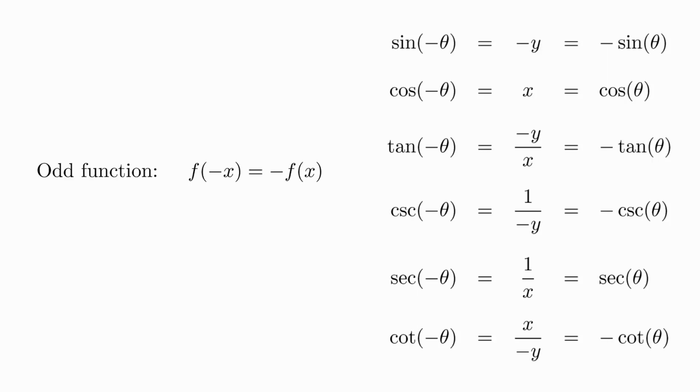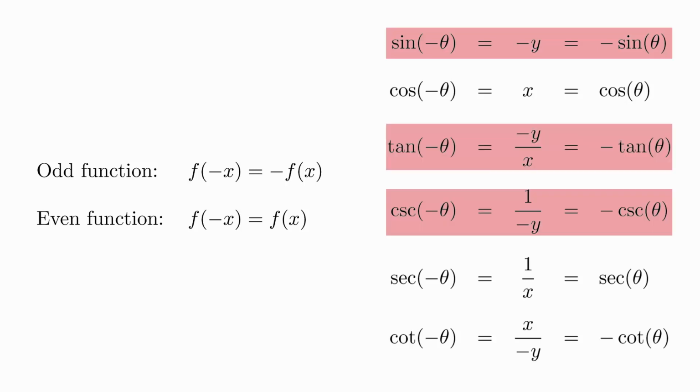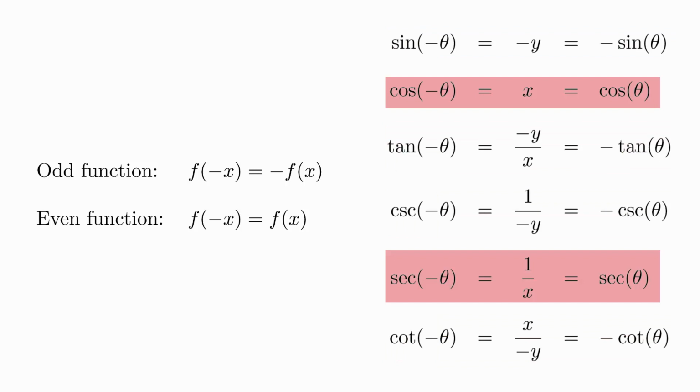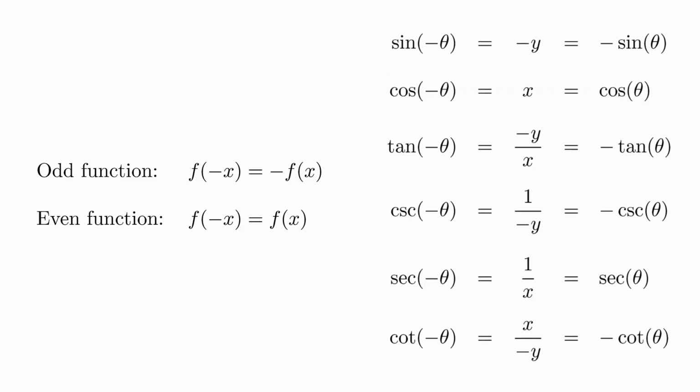We say that a function f is odd if it satisfies the property f of negative x equals negative f of x. And we say that a function f is even if it satisfies the property f of negative x equals f of x. In other words, the sine, cosecant, tangent, and cotangent functions are odd, and the cosine and secant functions are even. But it's important not to get hung up in the formal mathematical definitions.